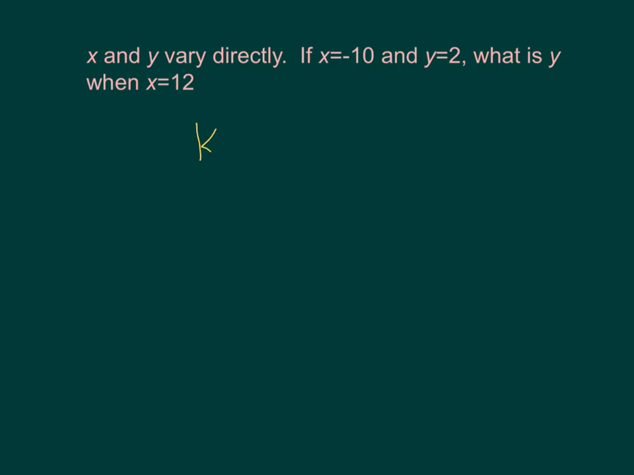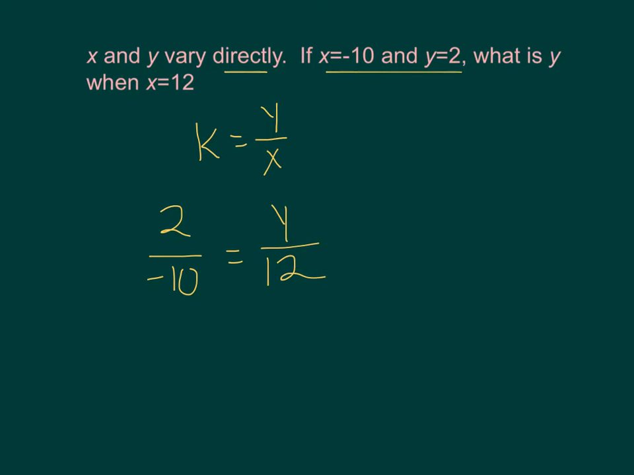Okay, we're going to use k equals y over x again, because we have x and y vary directly. So this is always k equals y over x, anytime it's directly. So again, we'll put them in pairs. We'll take this first pair. Y is 2, x is negative 10. Then this next pair, what is y? We don't know, so we'll put y. X is 12. Now, just like the last problem, we cross multiply.